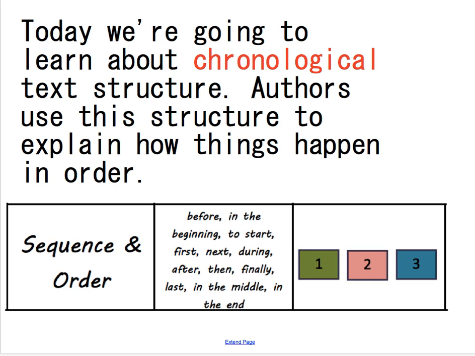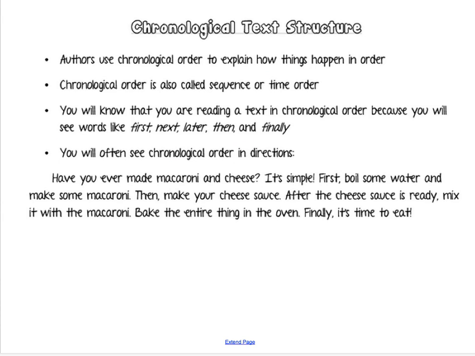Also, when we think of sequential and ordering, you can think of a procedural text, which we've been looking at in reading groups, where you do this first, then this next to achieve a goal. A chronological text structure, authors use chronological order to explain how things happen in order. Chronological order is also called sequence or time order. You will know that you are reading a text in chronological order because you will see the words like first, next, later, then, and finally. You will often see chronological order in directions for things.